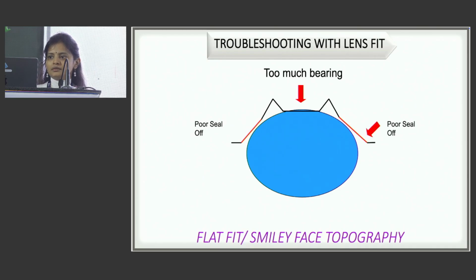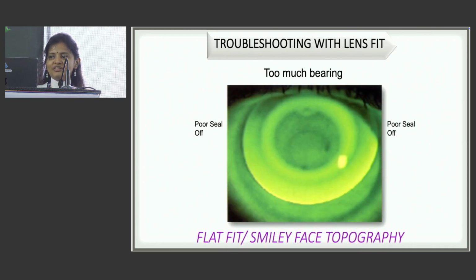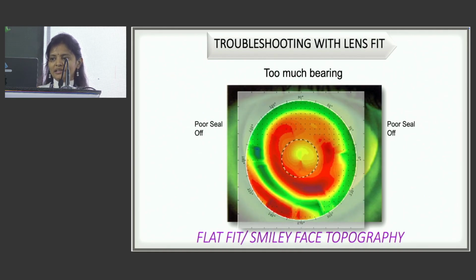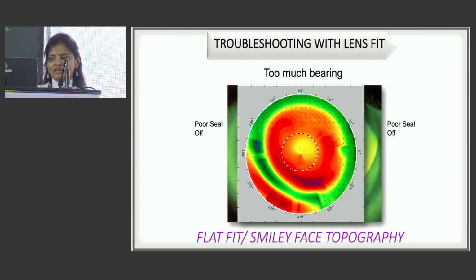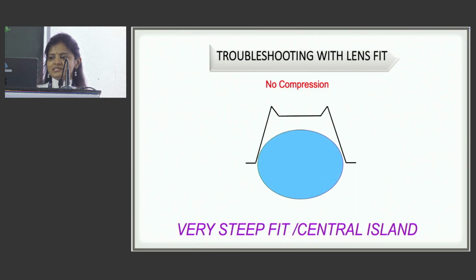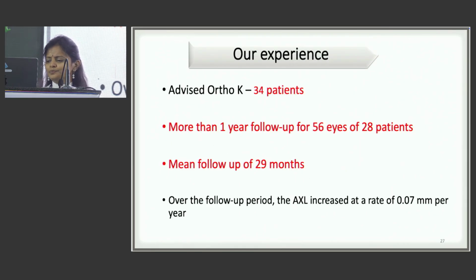Here you can see there is a flat fit. You can see there is too much staining, there is poor seal off, and there is stain even in the peripheral ring where there should not be any stain. And you see a smiley face topography like this. When there is a steep fit, this is what you see. I think we'll skip the fitting parameters and just go to our experience with ortho-K.